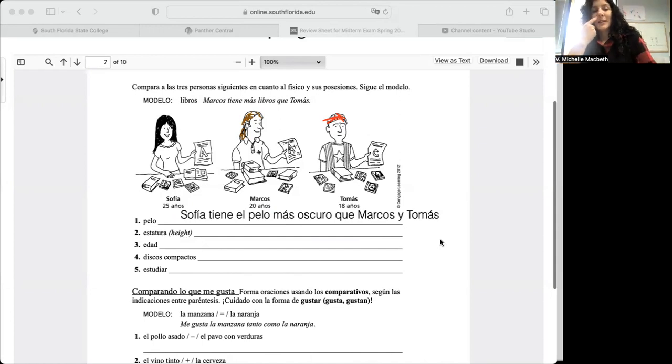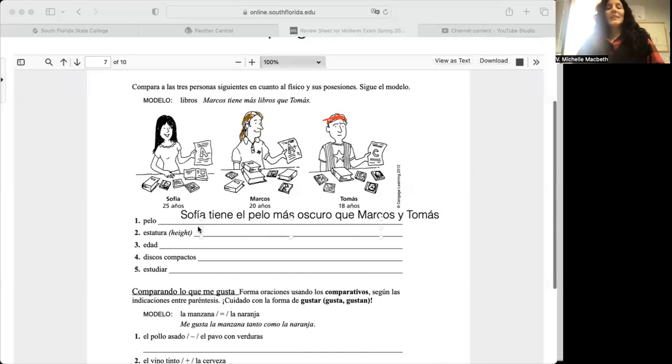So her hair is darker in color than Marcos and Tomás. Who's the tallest? I think Marcos is the tallest, right? He's taller than Tomás. So maybe we'll compare Marcos and Tomás to each other and their height. And we could say one is shorter, right? That's another thing we could say. Or we could say one is less tall. That'd be like saying someone is shorter.